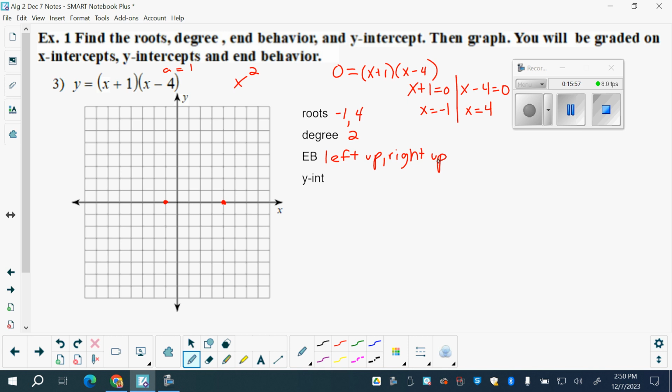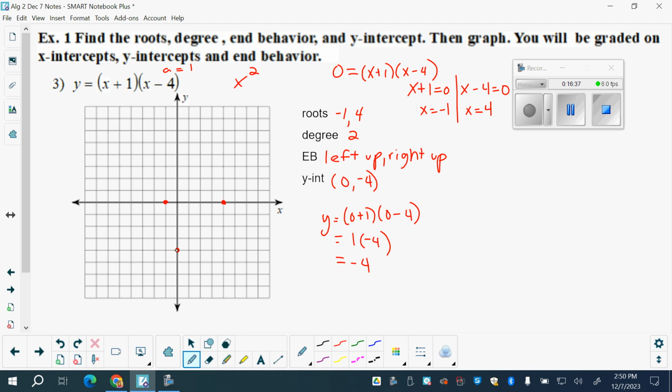my y-intercept, remember, is my x value is what? For the y-intercept, what's your x value? 0. So it's 0 plus 1 times 0 minus 4. And so (0, -4) would be my y-intercept. So this time I didn't have to go off the graph, so I can still use increments of 1.